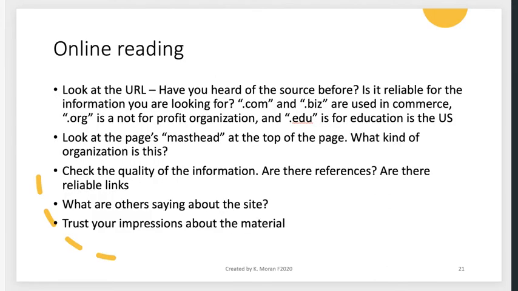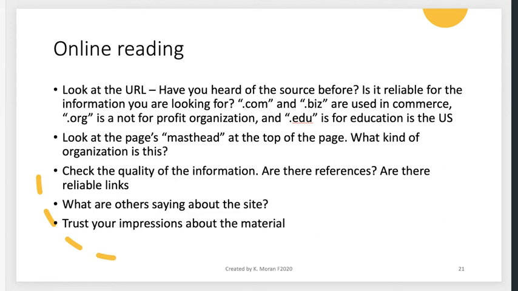When we're reading online, there are a few things to remember. The first one is to look at the URL. If it's .com or .biz, these are often commercial sites, and they're often used to sell products or services. .org is for not-for-profit organizations, and .edu is for education in the U.S. Unfortunately, in Canada, we don't have the same distinction, so most colleges and universities just use .ca.